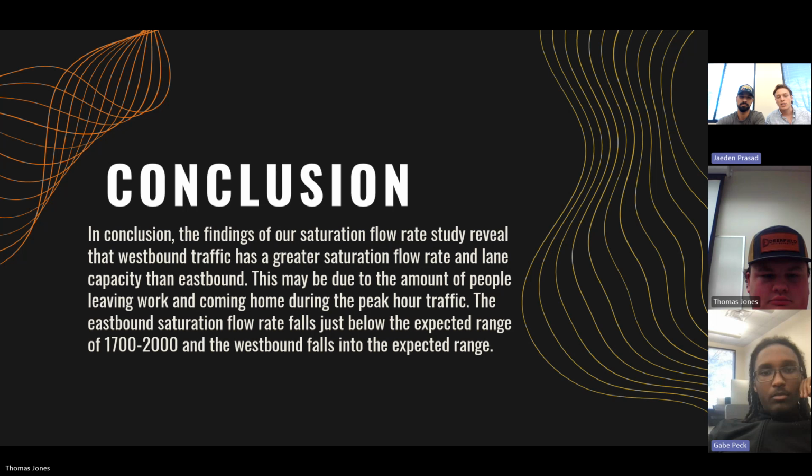In conclusion, the findings of our saturation flow rate study reveal the westbound traffic has a greater saturation flow rate and lane capacity than eastbound. This may be due to the amount of people leaving work and coming to work during the peak hour traffic. The eastbound saturation flow rate falls just below the expected range of 1,700 to 2,000, and the westbound falls into the expected range.